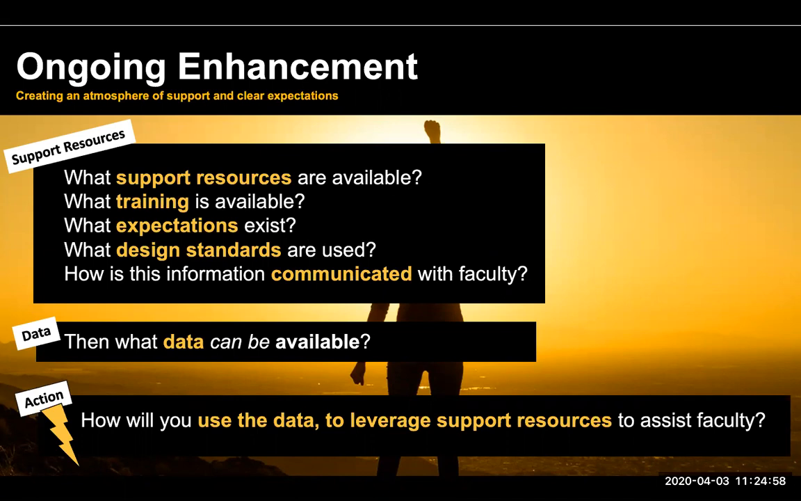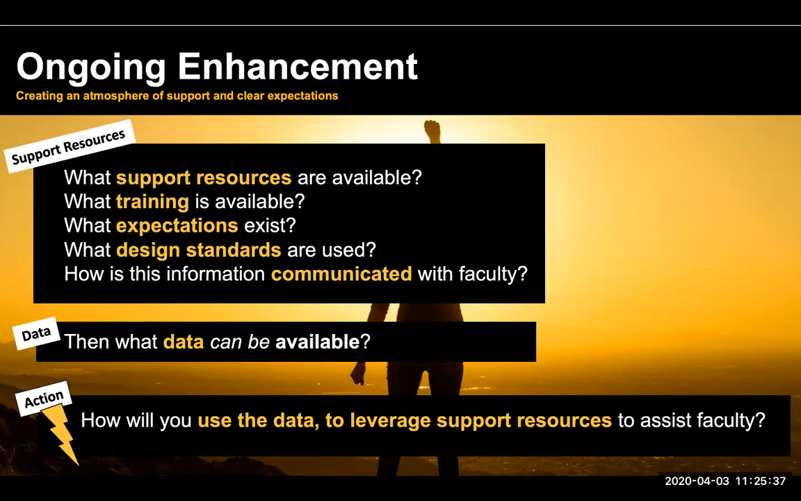Before we jump in and talk about the data and what we do with the data, I feel like it's really important to walk through the different support resources that we have available, and then you can be thinking about those same resources that you might have, or perhaps you have additional resources that you have access to. So the first thing to begin thinking about is, what are the support resources that are available at your institution? What training is available? What expectations exist? What are the design standards that are used? And then how is that information communicated to faculty?